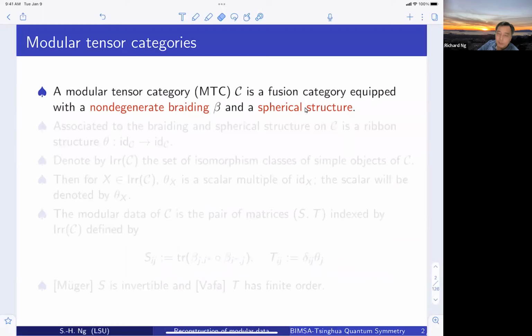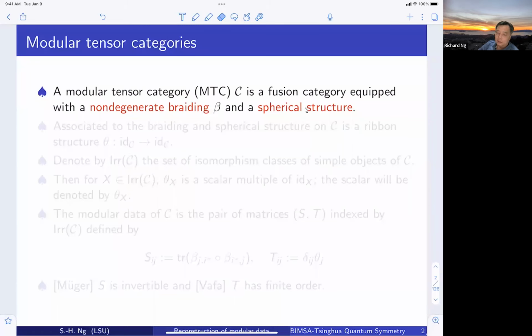So let me just lay out the basics of a modular tensor category. I assume most of you, if not all of you, know almost everything here, but I just lay out the language. A modular tensor category is just a fusion category over the complex numbers in this talk, equipped with a non-degenerate braiding. I call it beta here. Non-degenerate braiding is a technical term, but you can think of the double braiding as a bilinear form. Then the notion of non-degenerate braiding suddenly becomes more intuitive, and the notion of spherical structure.